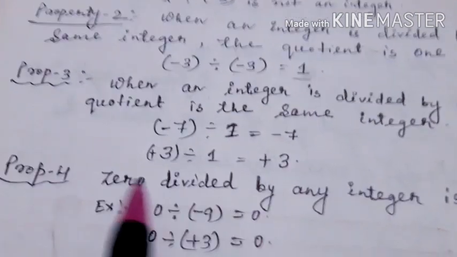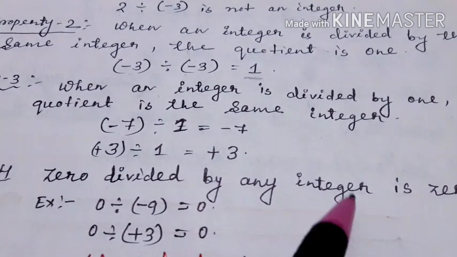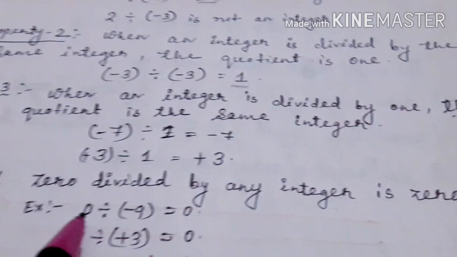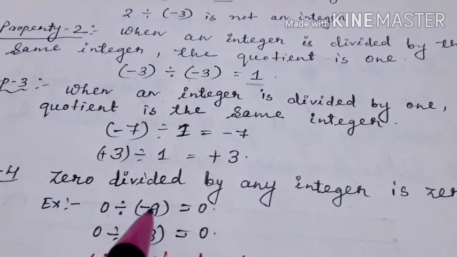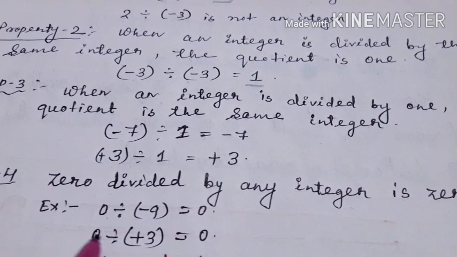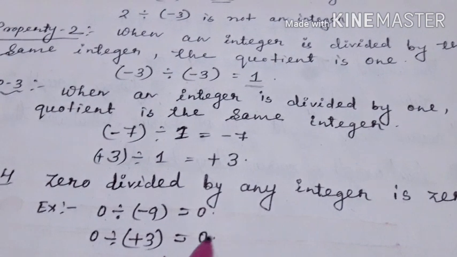Then property 4. 0 divided by any integer is 0. When you divide 0 by any integer, you will get 0. 0 divided by minus 9 is equal to 0. 0 divided by plus 3 is equal to 0.